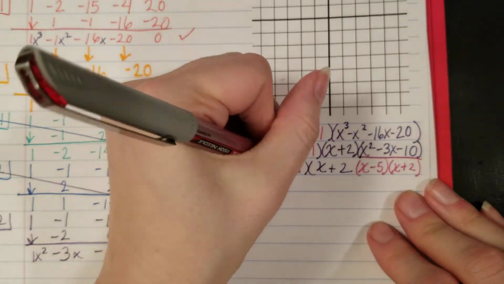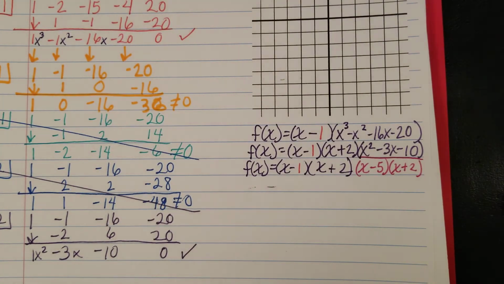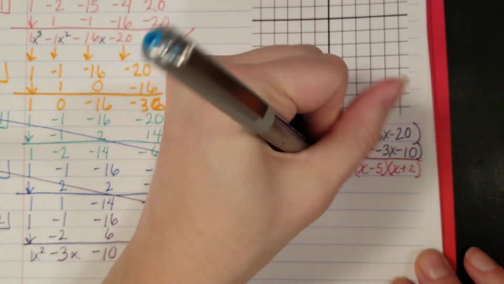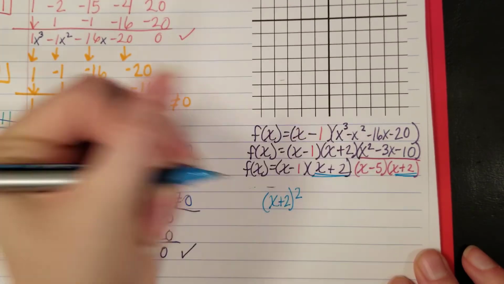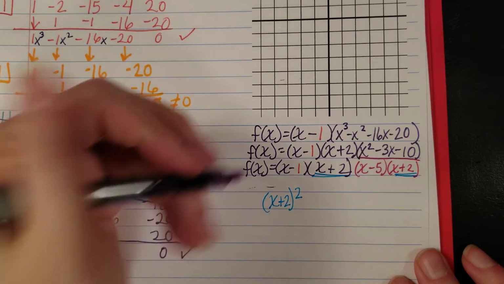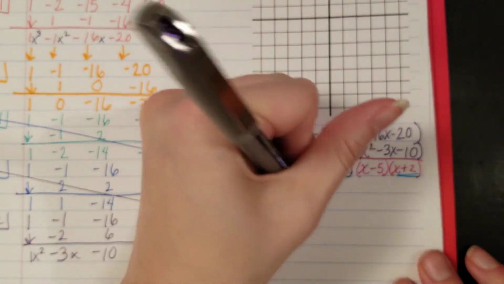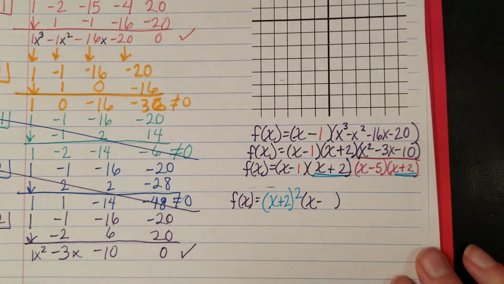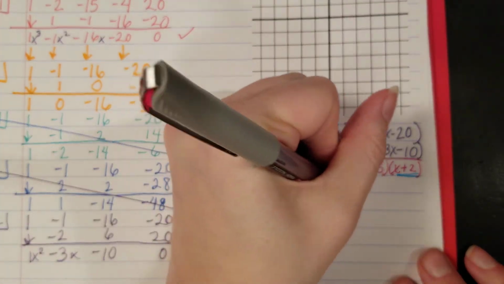So we have f of x is equal to x minus 1 times x plus 2 times x minus 5 times another x plus 2. So I see I've got two of these x plus 2's, so I'm going to write that as x plus 2 squared. The order that I write these factors in doesn't matter. So I've got x plus 2 squared times x minus 1 times x minus 5.